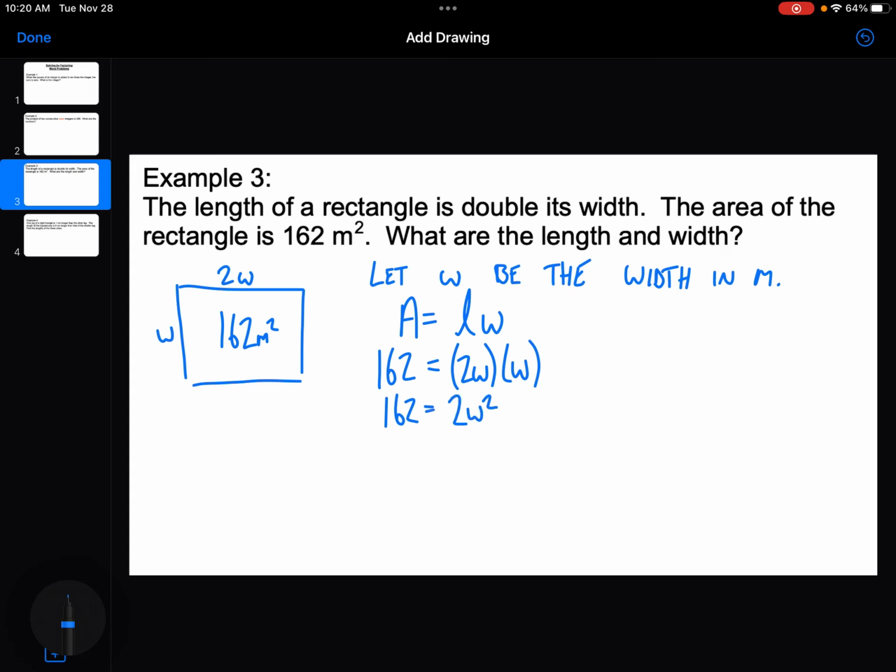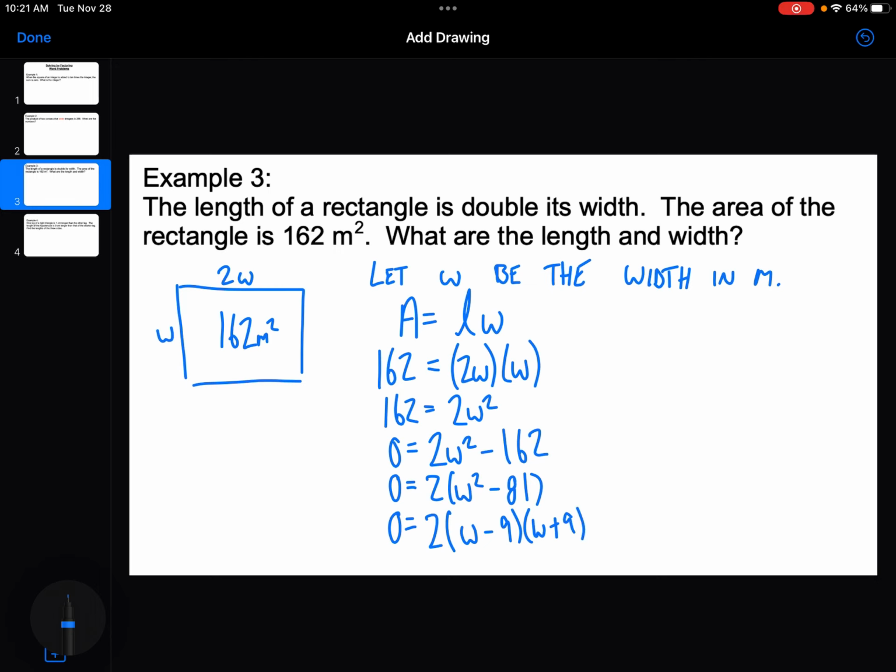Now there's a couple different ways we could go about this, but I'm going to put everything on one side. So I'm going to have 0 equals 2w squared minus 162. I'm then going to factor. We're going to get 2 times w squared minus 81. We get 0 equals 2 times w minus 9 times w plus 9. And then that's going to tell me w equals 9 or w equals negative 9.